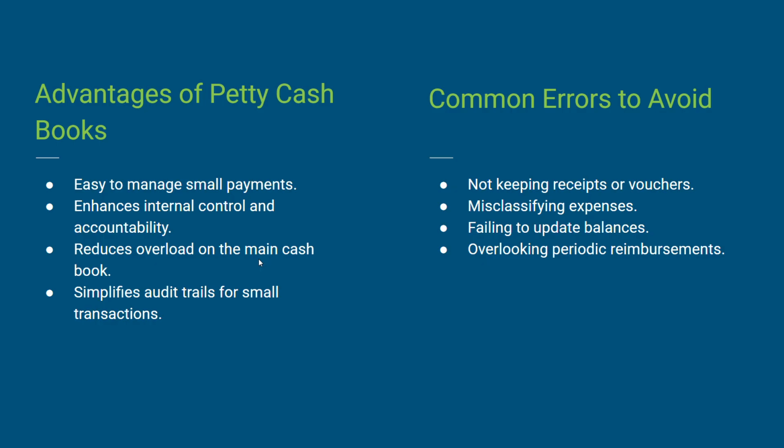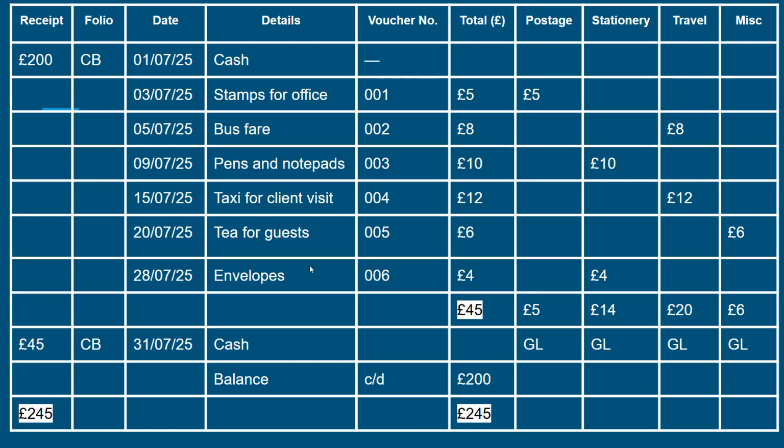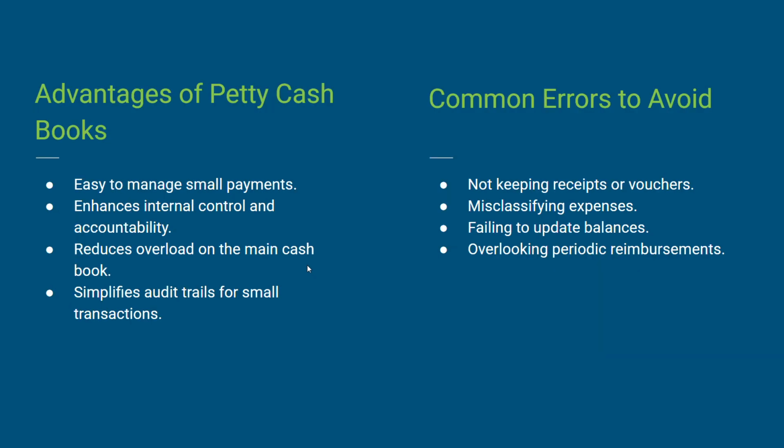And usually this is the one that students will always remember, because you've got two types of cash book. You've got the main cash book, which will be in our next video, and you've got the petty cash book, which is just something like this for day-to-day expenses. Then it also simplifies audit trails for small transactions, which is very, very great. All right. Now, some common errors to avoid.